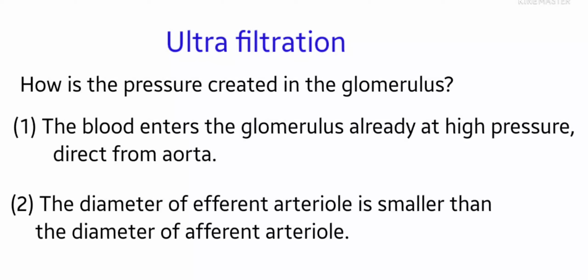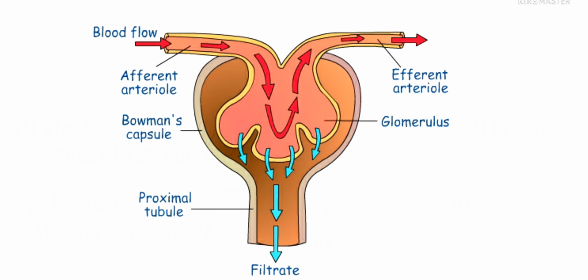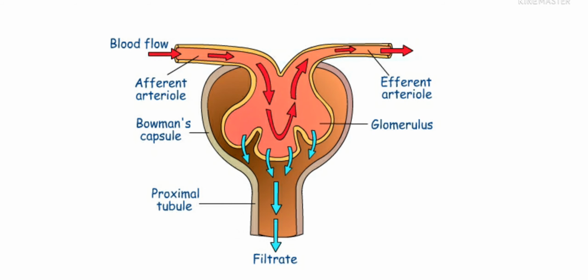The diameter of efferent arteriole is smaller than the diameter of afferent arteriole. So, there is a pressure created in the glomerulus. The blood is filtered through 2 layers of living membrane, the capillary wall of glomerulus and the inner wall of Bowman's capsule. The blood is filtered by these membranes by the pressure created by the above ways and collected into the cavity of Bowman's capsule.